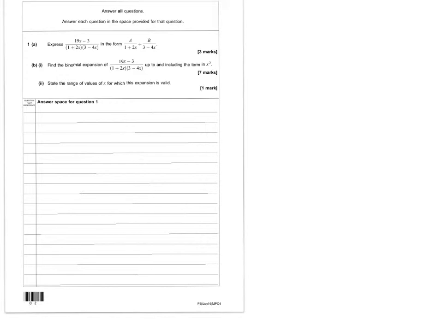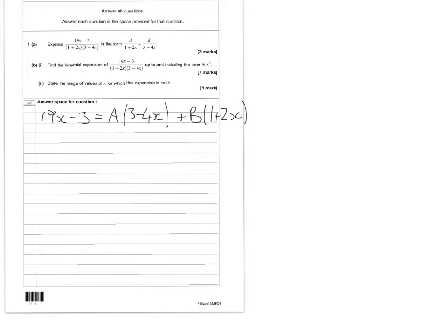Okay, so let's do our 0, 0 method. So we get 19x minus 3 equals A(3 minus 4x) plus B(1 plus 2x).